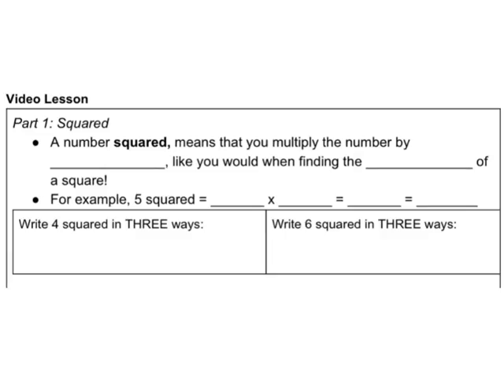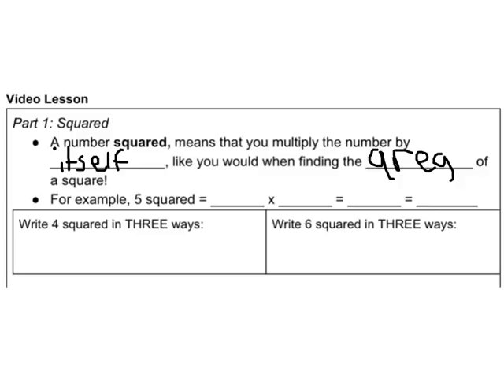Today we're going to continue reviewing perfect squares and perfect cubes. So for the first part of the guided notes, a number squared means that you multiply the number by what goes in that blank? Right, itself. So when you multiply a number by itself, like you would when finding the area of a square, which is why it's called squared.